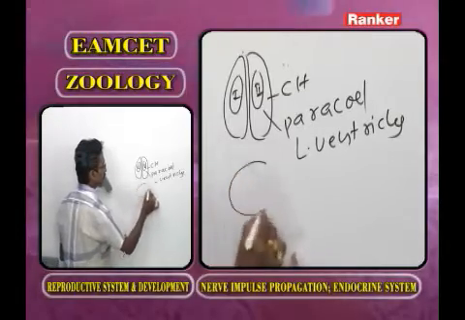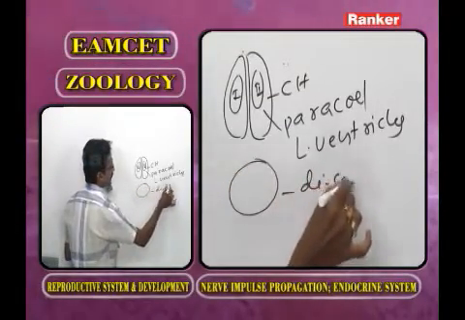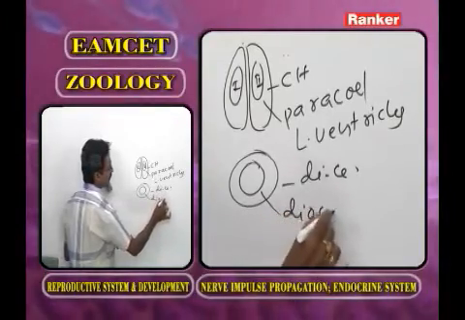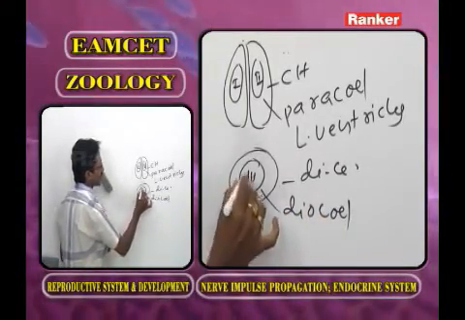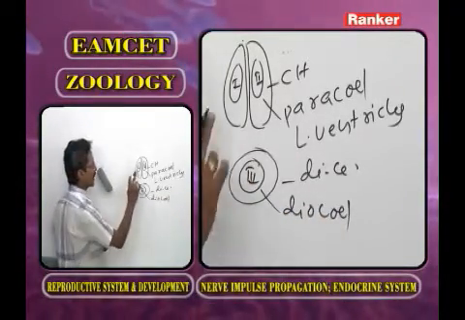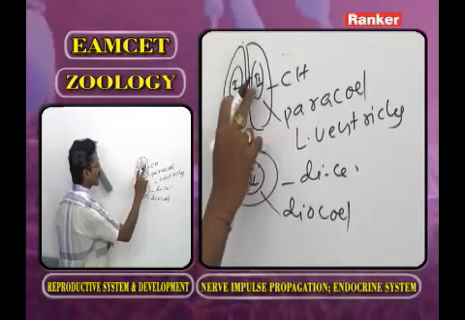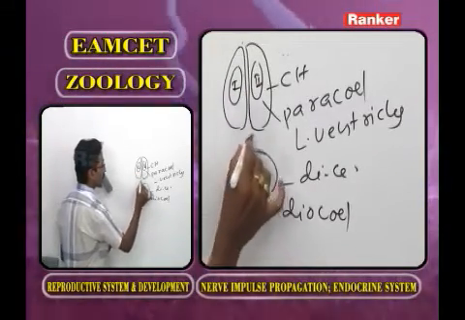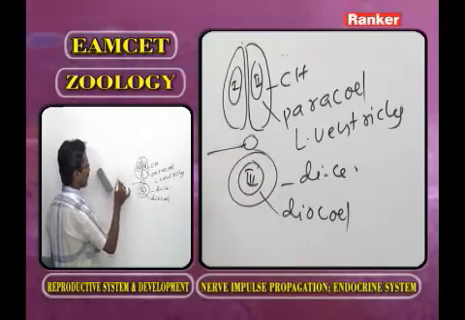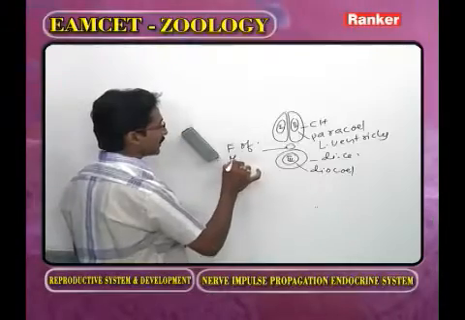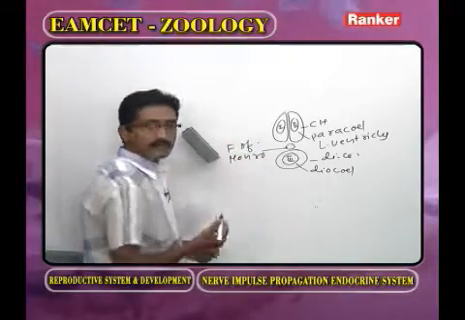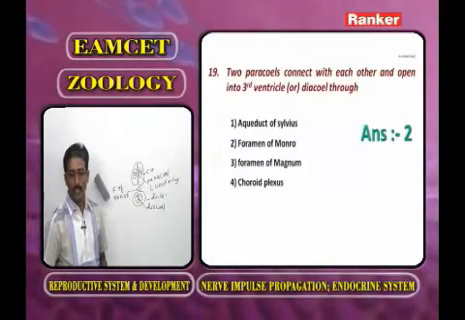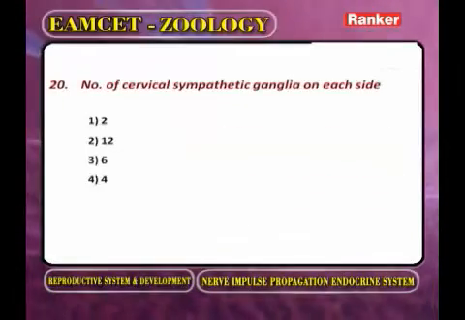Now, this part we call the diencephalon. In the diencephalon, a cavity is present called diocoel. It is numbered as third ventricle. Now, here the question is, the paracoels open into the third ventricle through an aperture called foramen of Monro. So the answer is foramen of Monro. Now, we go for the next question.